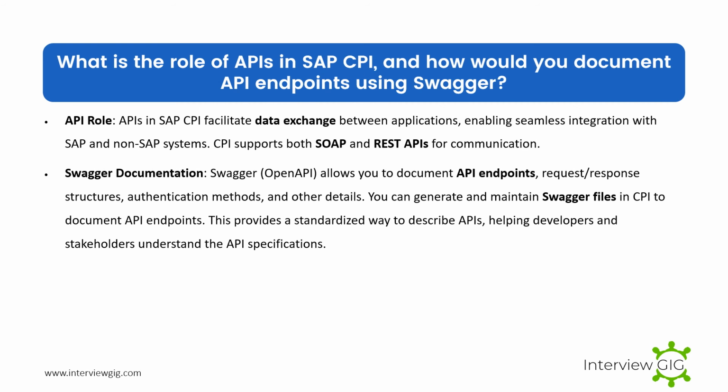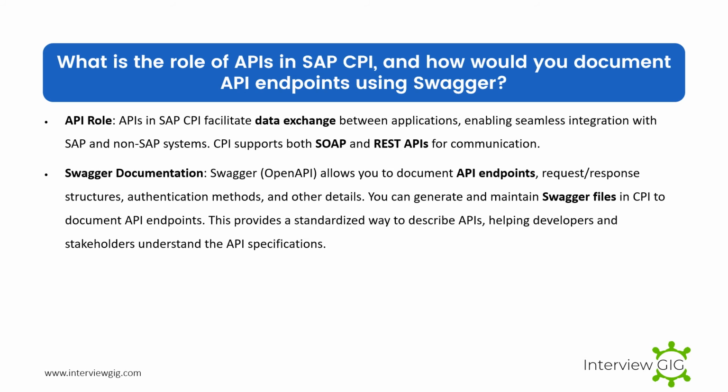What is the role of APIs in SAP CPI, and how would you document API endpoints using Swagger? API role. APIs in SAP CPI facilitate data exchange between applications, enabling seamless integration with SAP and non-SAP systems. CPI supports both SOAP and REST APIs for communication.